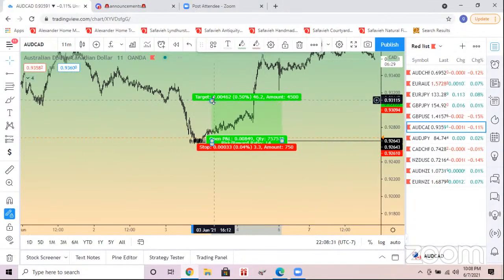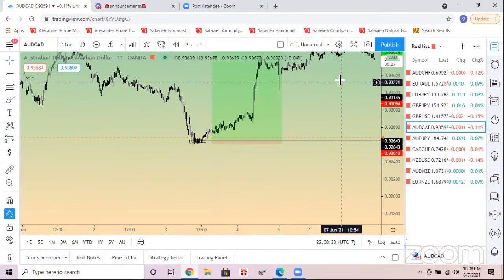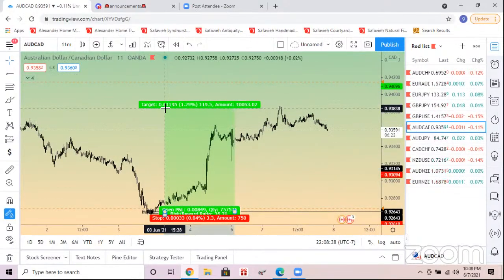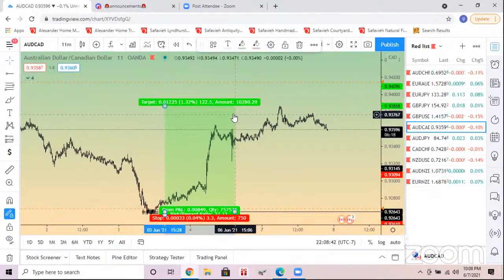So price still has a ways to go where it comes down, but that'll be a nice little catch.